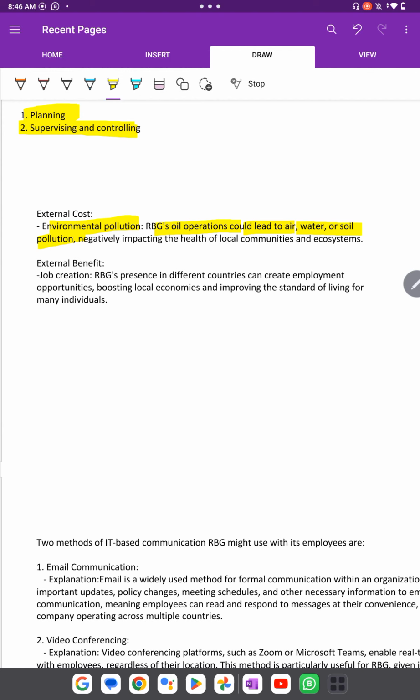And if they are throwing their garbage on the land, it means that they are destroying the soil quality also, negatively impacting the health of local communities and the ecosystem. Yes, this is the external cost.